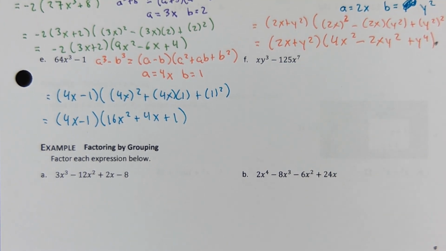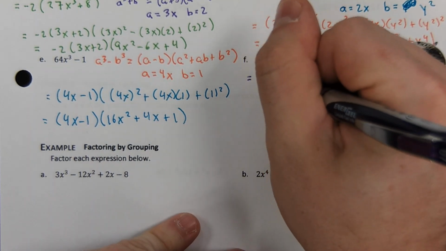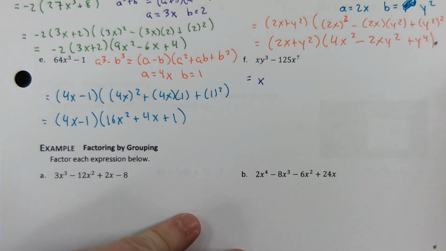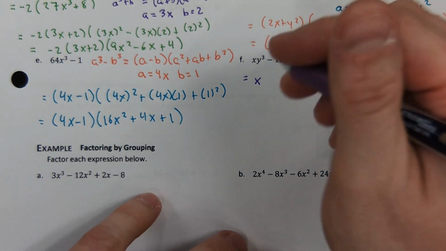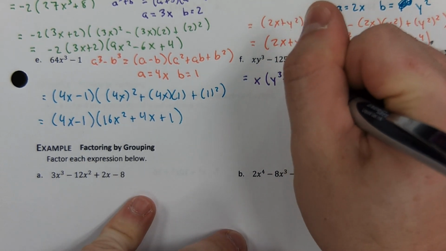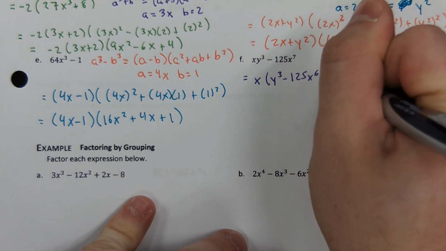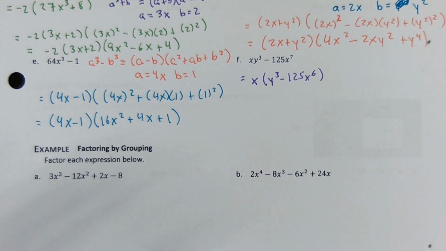And example F. I'll go ahead and tell you there is a GCF. What is it this time? Yes, GCF is x. So when we unfactor an x, when we undistribute an x, which is factoring an x, which is a form of division, we get y cubed minus 125x to the 6th. And because those exponents are divisible by 3, those are cubes, and 125 is also a cube. Perfect cube minus perfect cube.